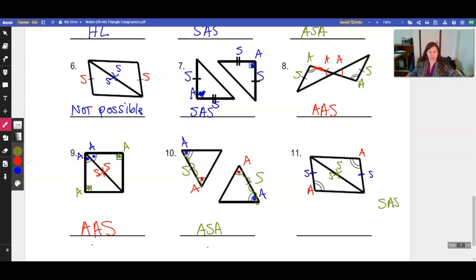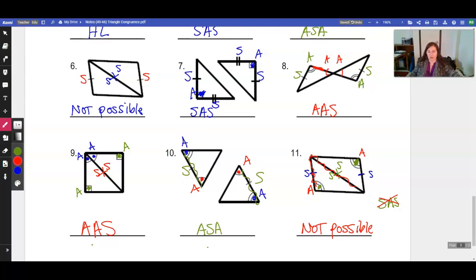So my question is this angle that I have marked congruent, is it between the 2 sides? If I connect those 2 sides, they should connect at the angle that I have marked congruent, and they don't. So this one is not side, angle, side because the angle's not between the sides. This one's ASS, which we know doesn't work in a non-right triangle. So this one is not possible.